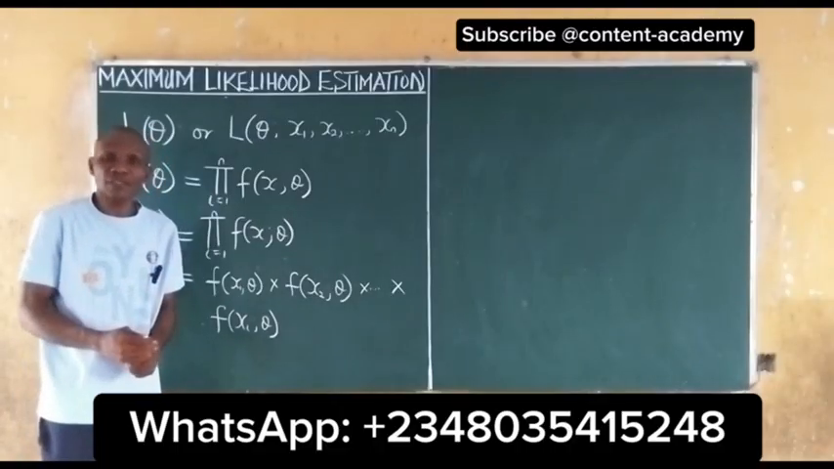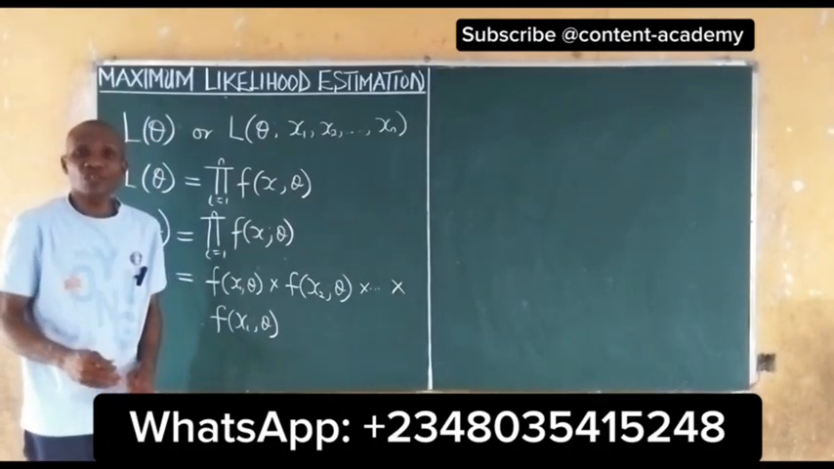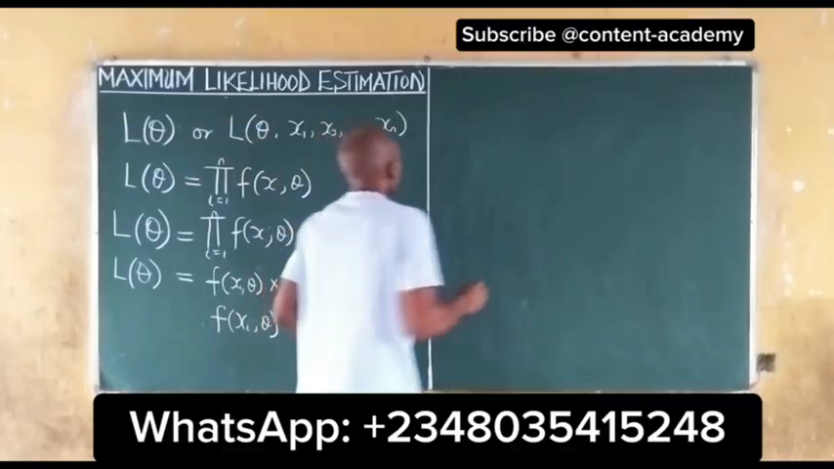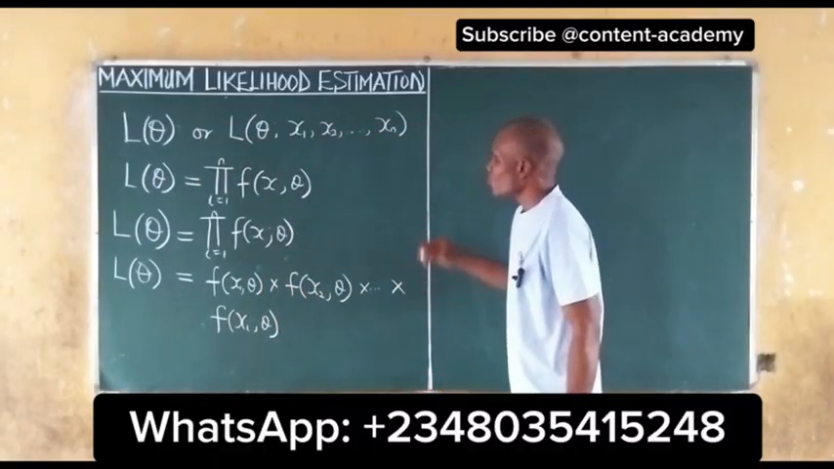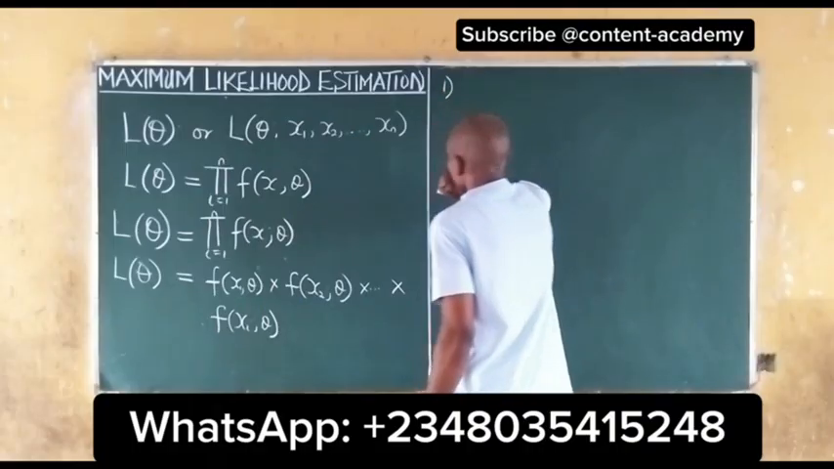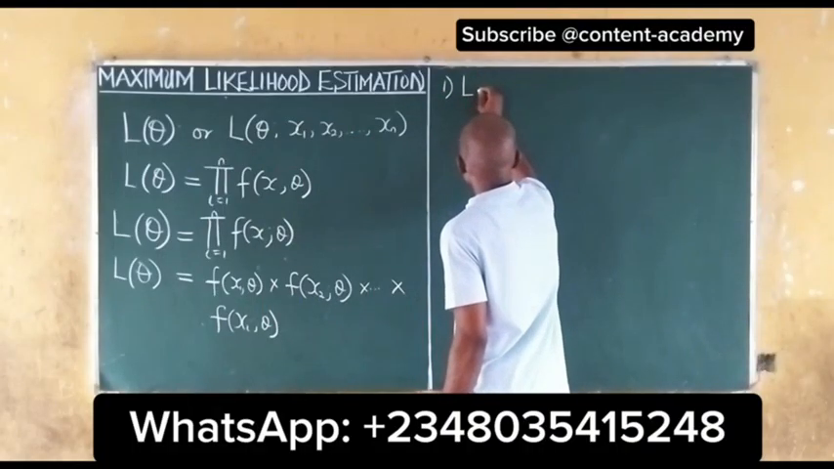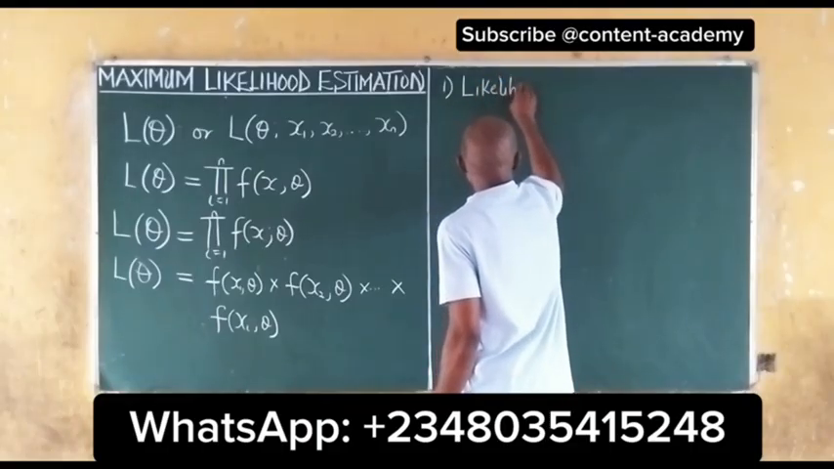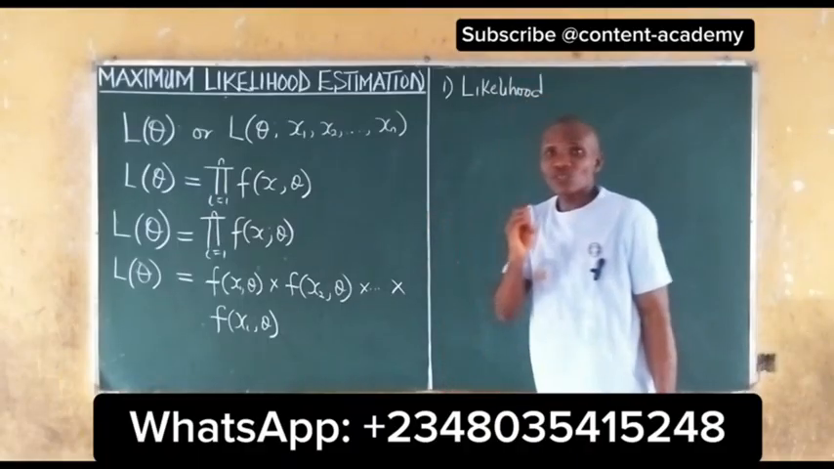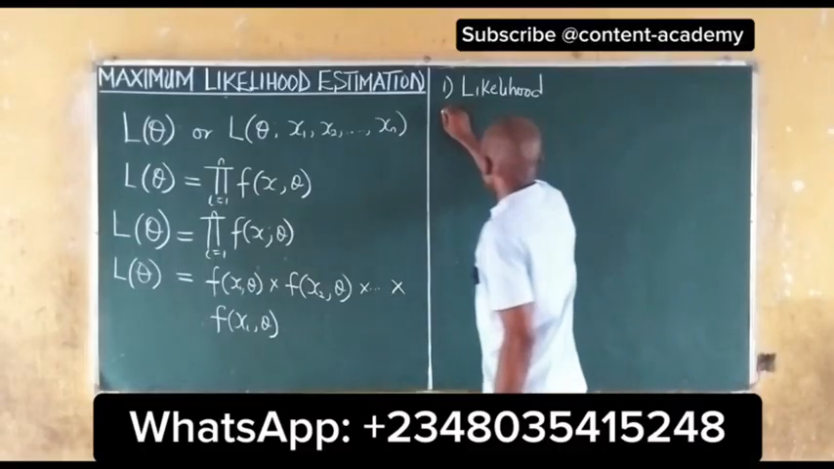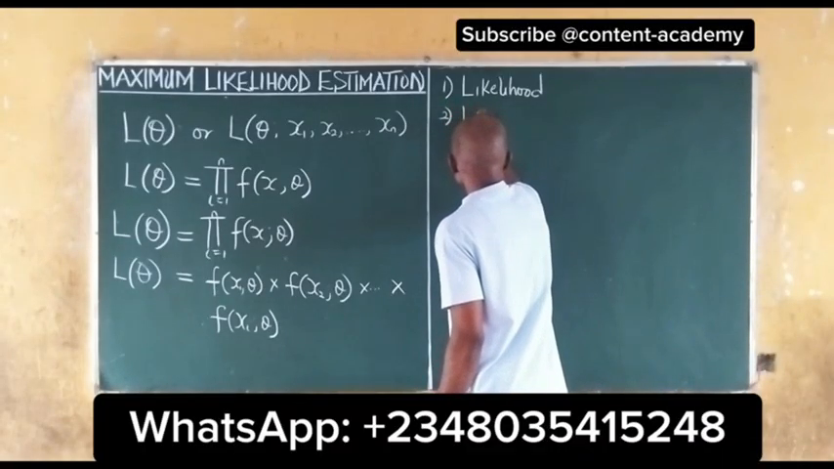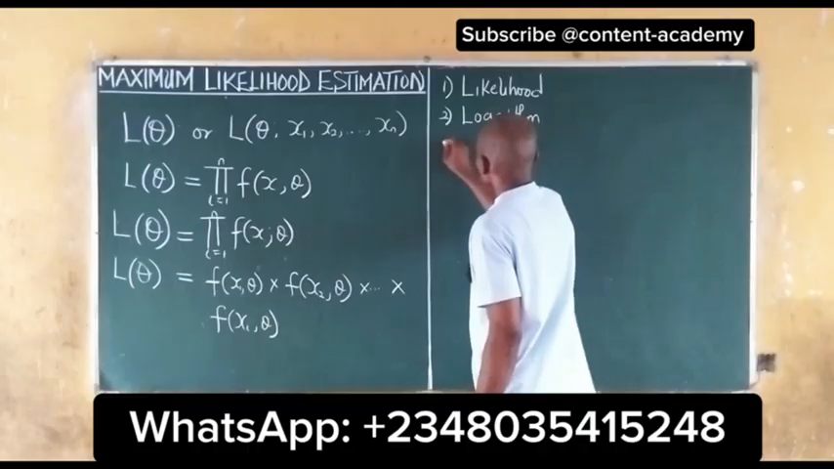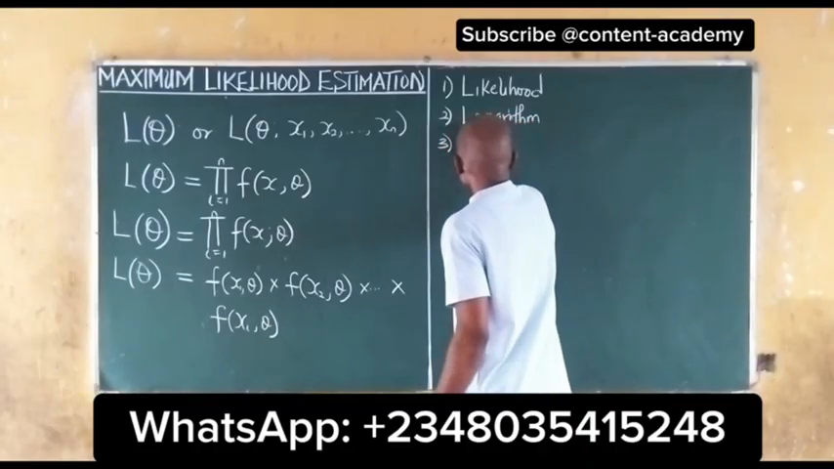Now, how can you obtain the maximum likelihood estimation of any probability distribution? How do you obtain that? There are simple things you need to do. One of them is to take the likelihood function of that distribution. The second thing to do is to take the log, the logarithm.